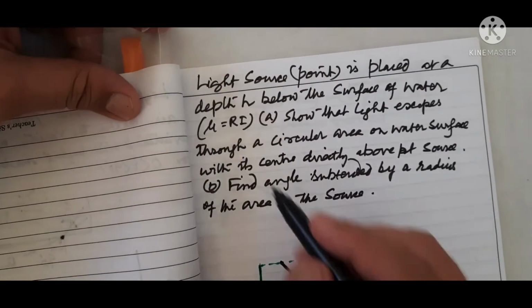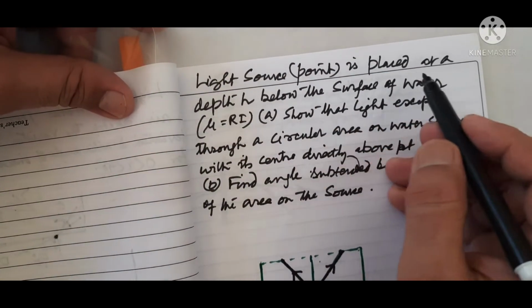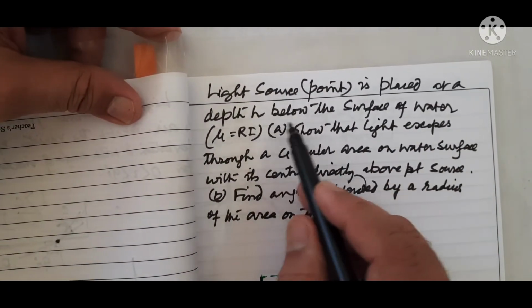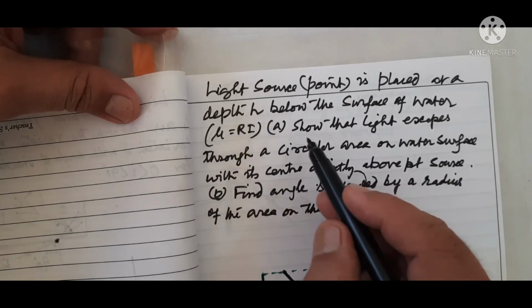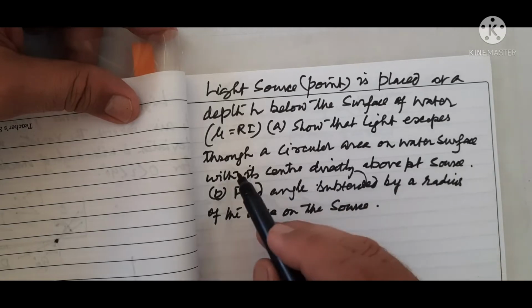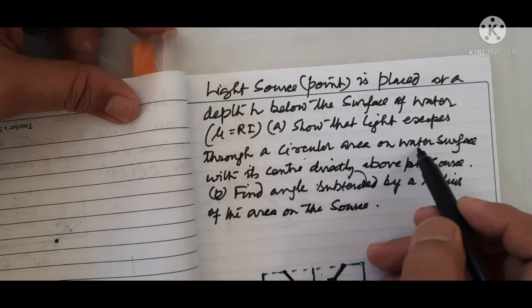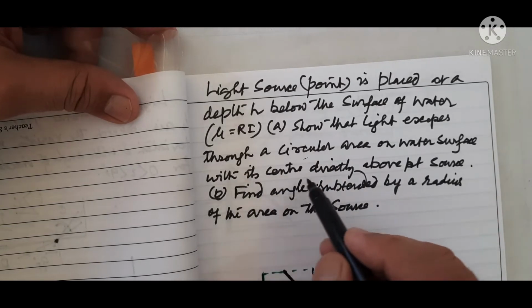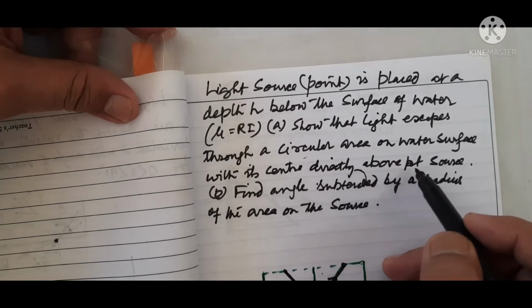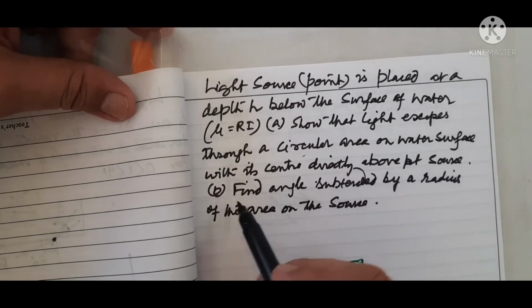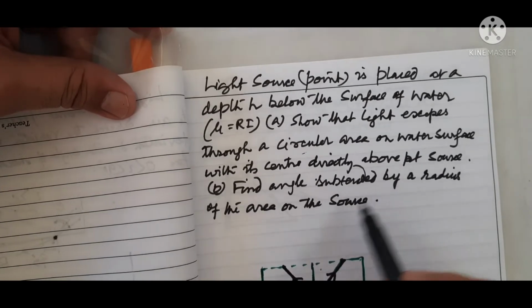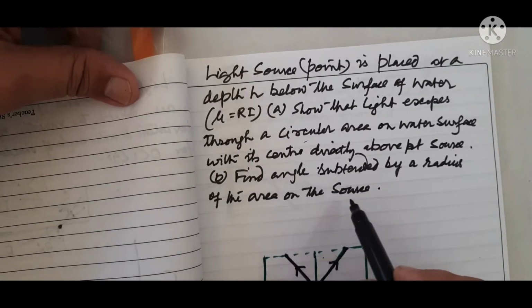Another important question: a light source, a point source, is placed at depth h below the surface of water. The refractive index is mu. Show that the light escapes through a circular area on the water surface with its center directly above the point source. Find the angle subtended by the radius of the area on the source.